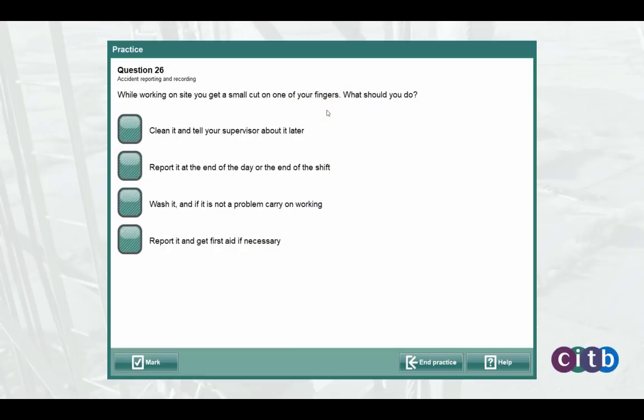While working on site, you get a small cut on one of your fingers. What should you do? Clean it up and tell your supervisor about it later. Report it at the end of the day or the end of the shift. Wash it, and if it's not a problem, carry on working. Report it and get first aid if necessary.